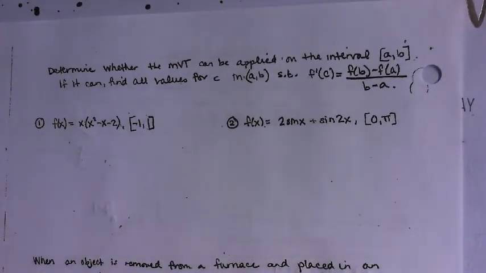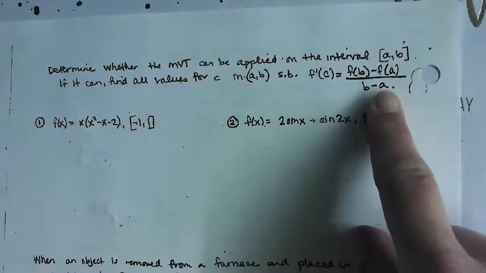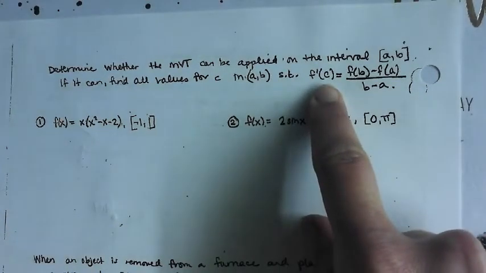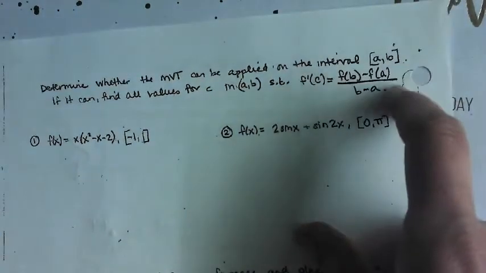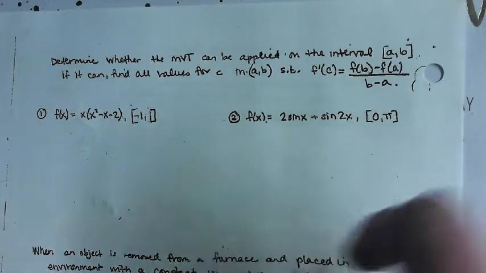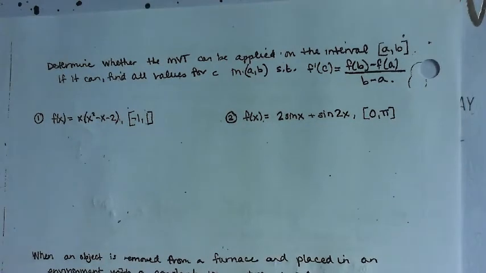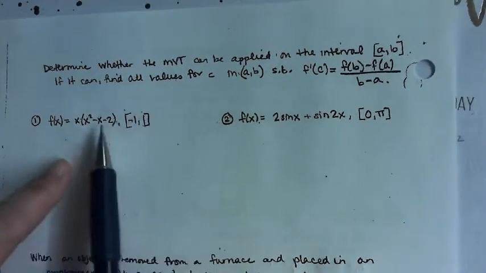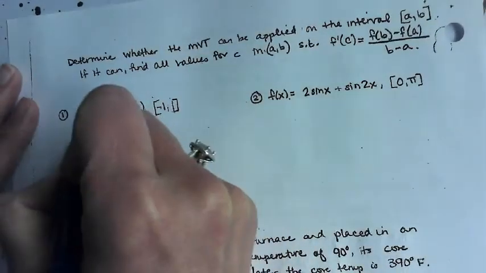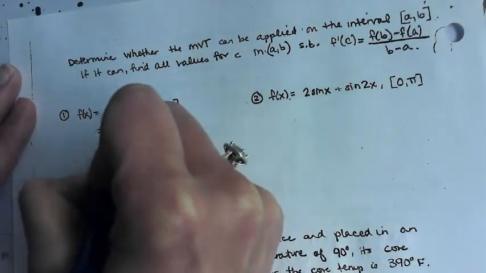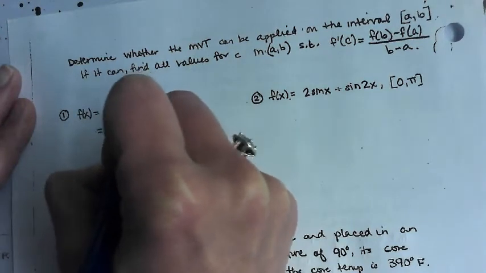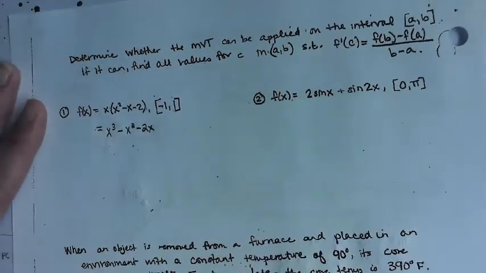All right, so determining whether or not the mean value theorem can be applied on the interval, and if it can, find all the values of C in that interval such that the mean value theorem applies, where the instantaneous rate of change at some C point equals the average rate of change. To determine whether the mean value theorem applies, it has to be continuous and differentiable on the entire interval. So we first need to check this first function, which I don't really love the format of. It's just easier to distribute your x and turn it into a polynomial function.